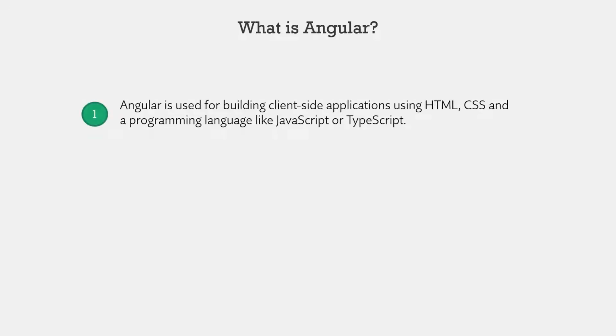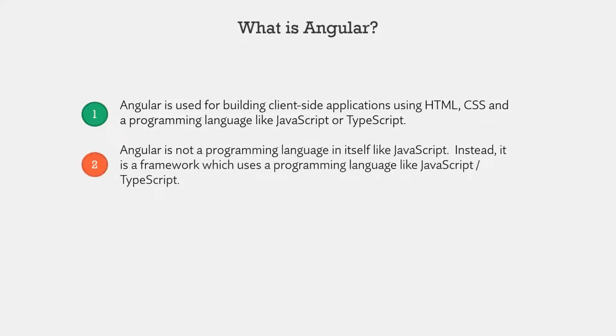So what is Angular? Angular is used for building client applications using HTML, CSS, and a programming language like JavaScript or TypeScript. Now remember that Angular is not a programming language in itself like JavaScript. Instead, it is a framework which uses programming language like JavaScript or TypeScript. So if Angular is not a programming language, then what is it?